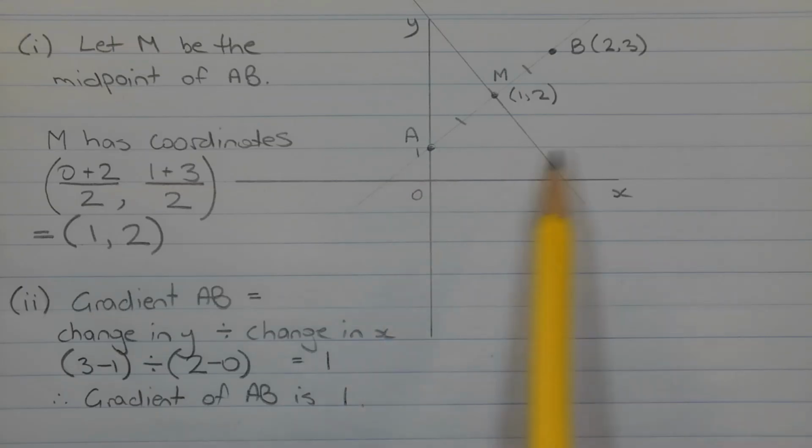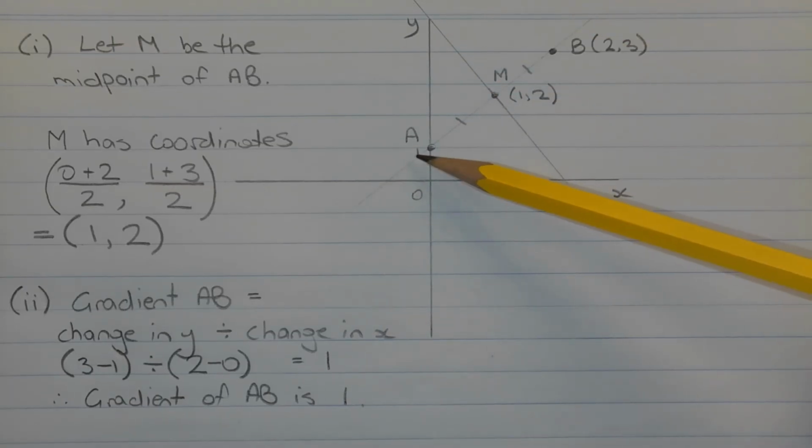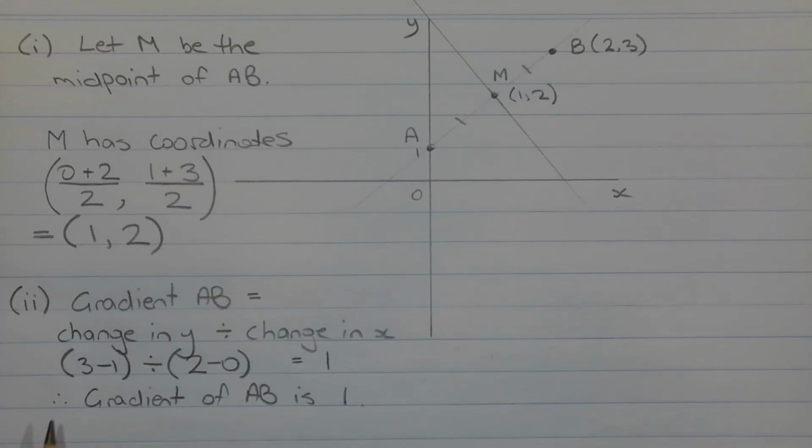Now from left to right, the change in y, or the vertical change, going from 1 to 3 is given by (3 minus 1), and the change in x, starting from 0, ending up at 2, is the difference between 2 and 0, so (2 minus 0), and that gives us 2. So (3 minus 1) divided by (2 minus 0) gives us 1. Therefore, the gradient of AB is 1.